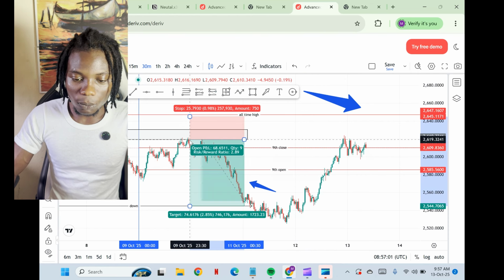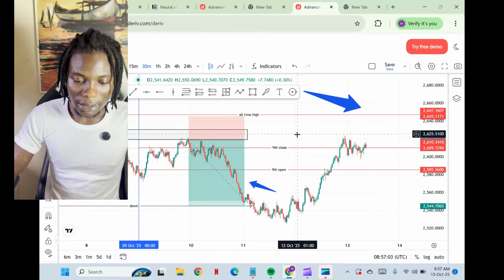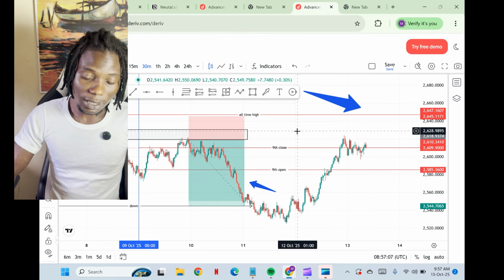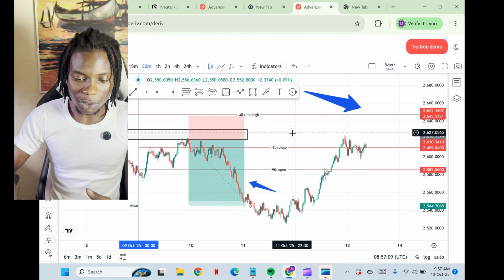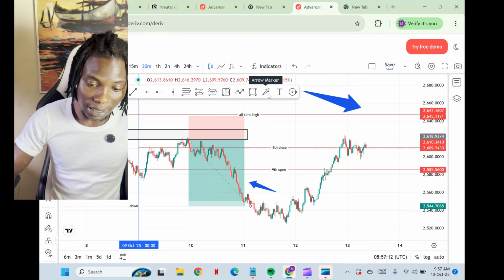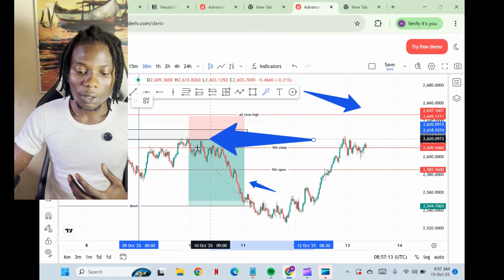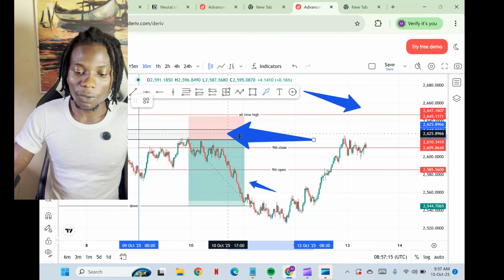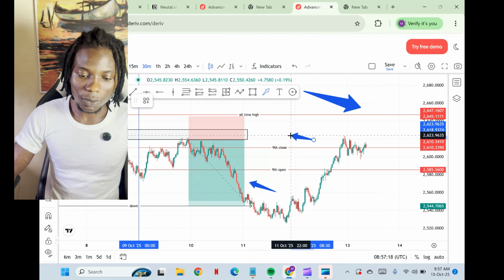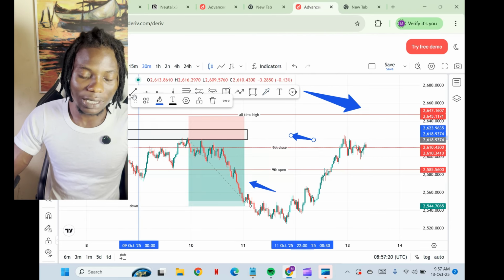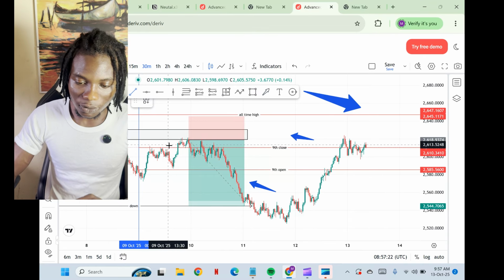But for a newbie, I won't advise you to take a trade just like this. You wait for extra confirmation. Yes, it's beautiful to take a trade like this if you actually know what you are looking for. For me, I know what I'm looking for in this area, so I'll be able to take a trade even with a weak one. For a newbie, don't try it.